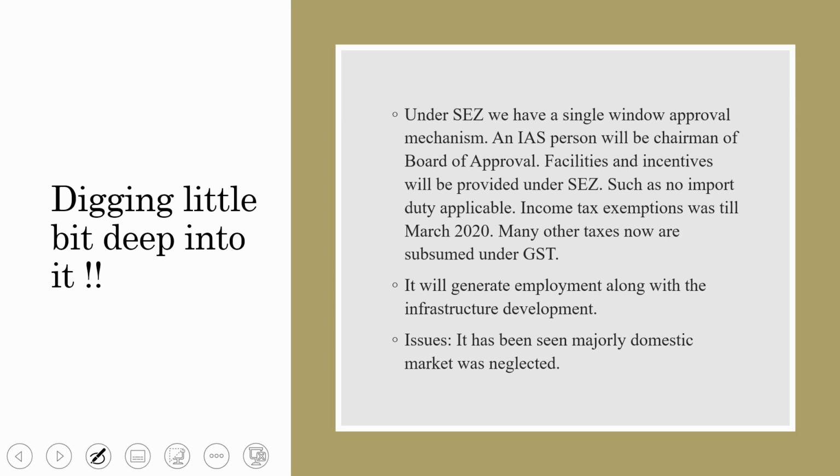You don't have to go to multiple tables. If you are going to multiple tables, it means the bribery and corruption will increase. So the SEZ is playing a very important role also in decreasing the corruption in a country.